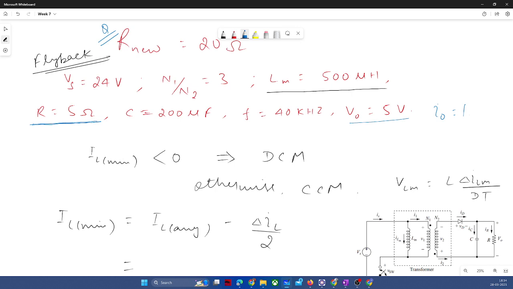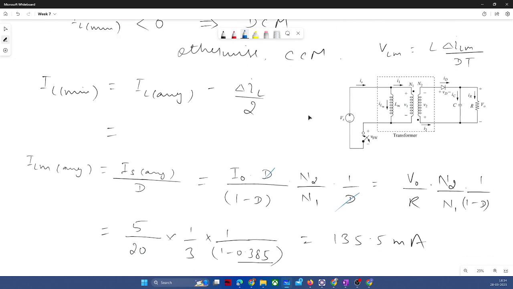Sir, in some of the steps, we write that IL average equals IS average by D. Yeah, I have written it here. In this step, IS flows only in the on time of the switch. So D into ILM average is IS average.